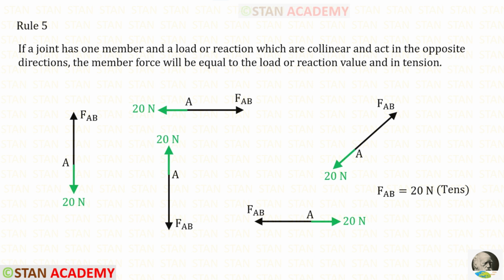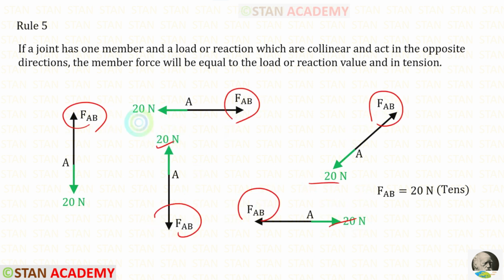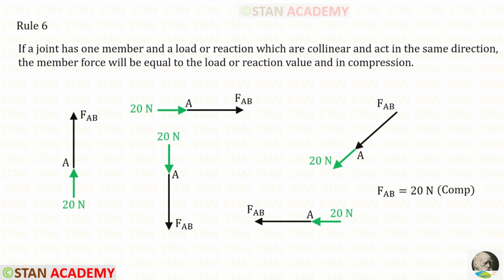Now let us see rule number 5. If a joint has one member and a load or reaction which are collinear and act in the opposite directions, the member force will be equal to the load or reaction value and it will be in tension. You can see that in the joint A, there is a load and a member. Both of them are collinear and both of them are acting in the opposite direction. In this case, the value of FAP will be equal to the load 20 and the nature of the force will be tension. Now let us see rule number 6.